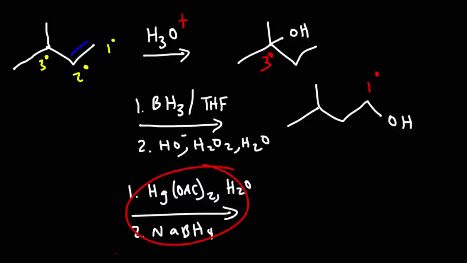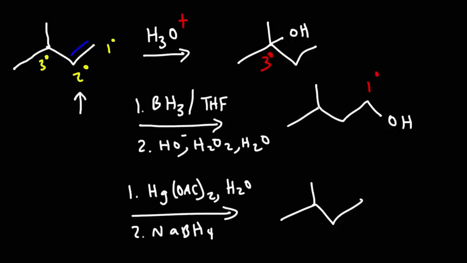For the next reaction, we have oxymercuration, demercuration. The hydroxyl group is going to go on the secondary carbon. It's going to go on the most substituted carbon of the double bond. So this reaction proceeds with Markovnikov regiochemistry. However, it does not rearrange.